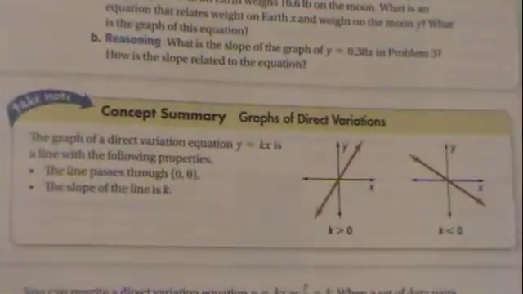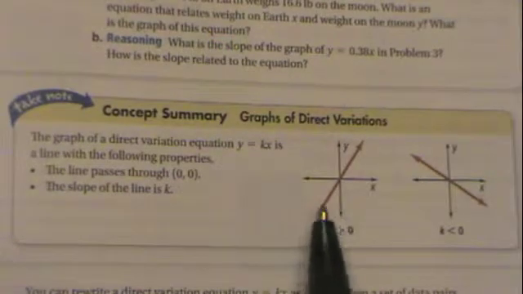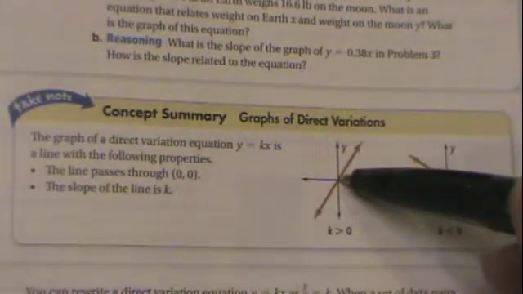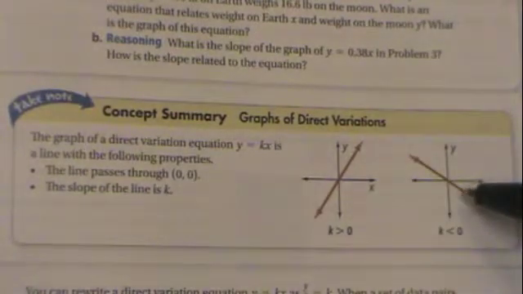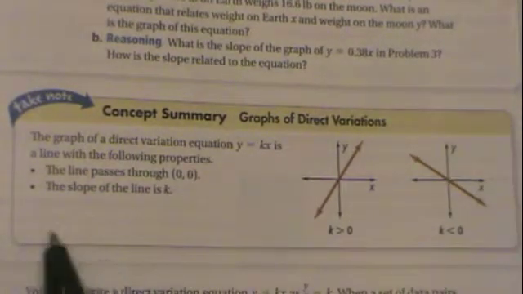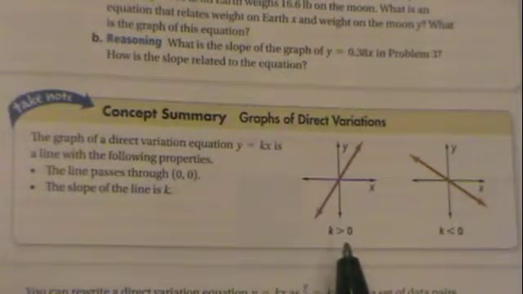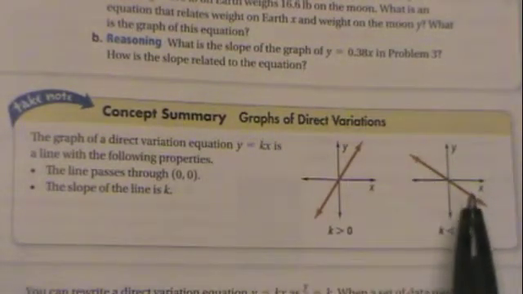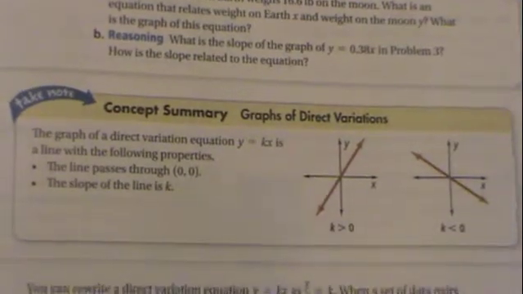All right, so the 2 main points for this unit. When you have something that works in direct variation, the line always passes through 0, 0. And the slope of the line is that constant k. So if k is a positive number, you have a positive slope. And if k is a negative number, you have a negative slope.